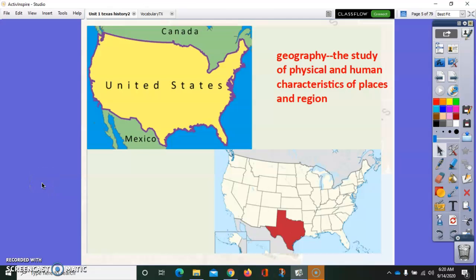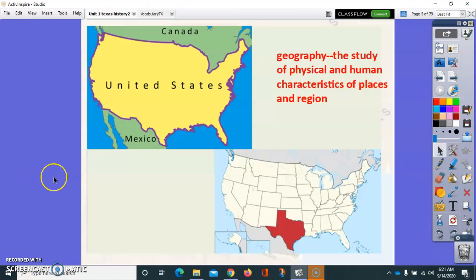Hi everyone. As we've already discussed in our Google meeting today, we are starting the study of Texas by looking at its geography. As a reminder, geography is the study of physical and human characteristics of places and regions. So one of the tools that we use the most in geography are maps.